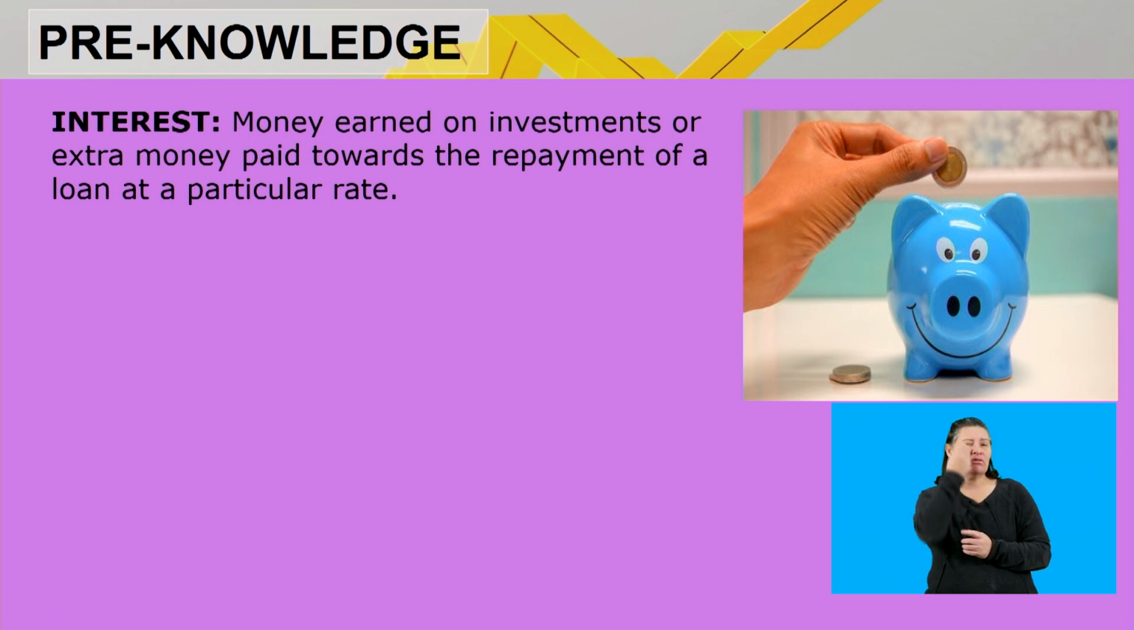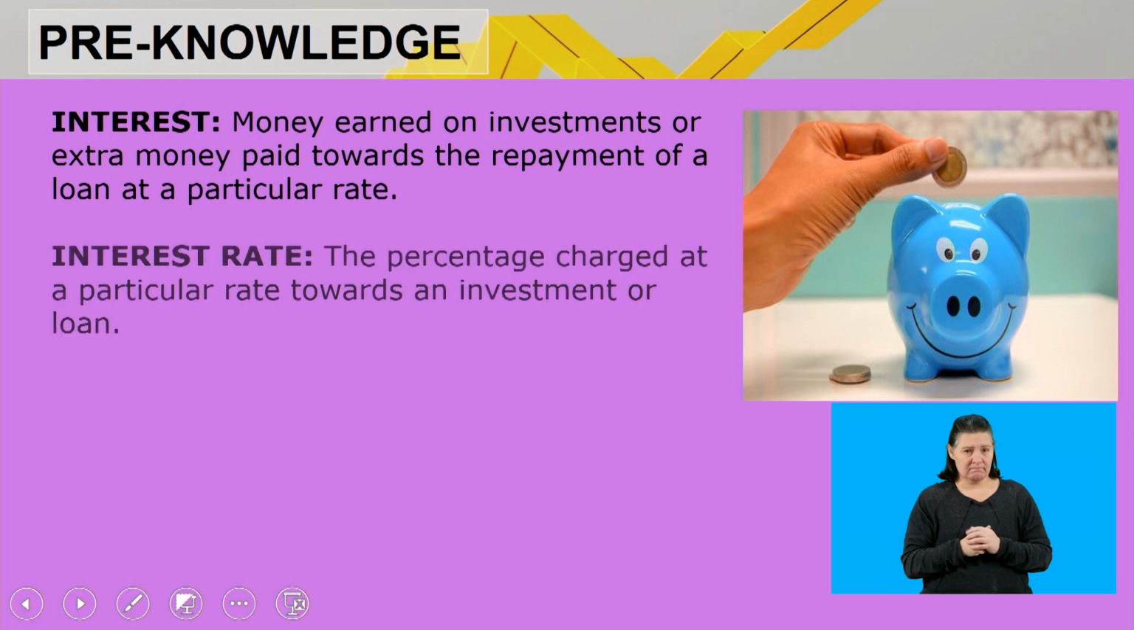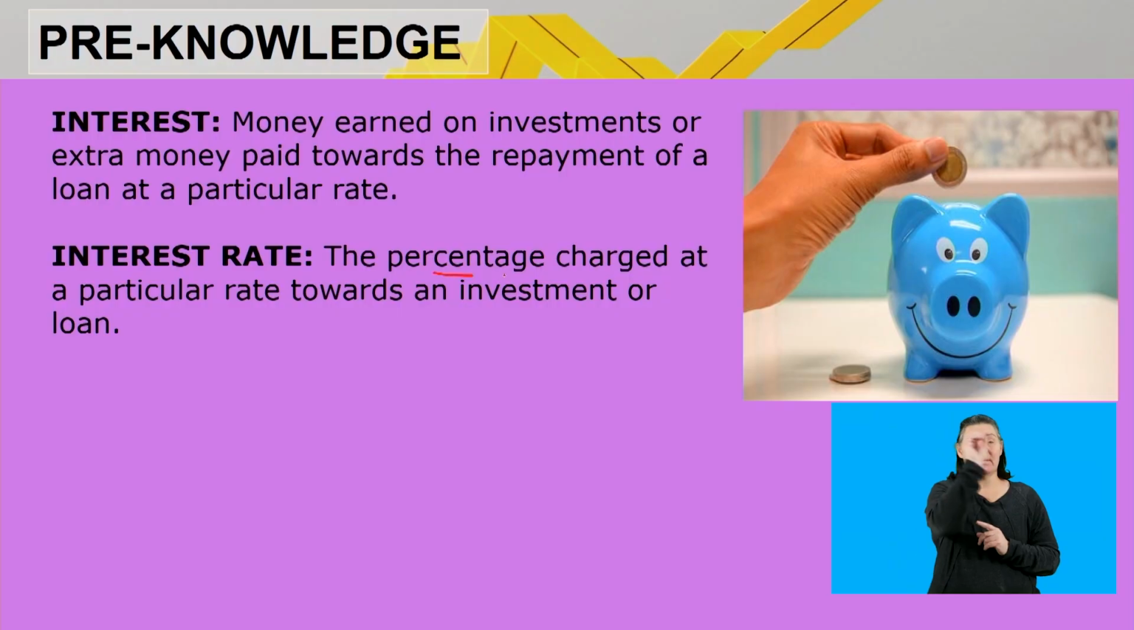So what is interest? I've indicated here that interest is the money earned on investments, or it can be extra money that you pay towards the repayment of a loan at a particular rate. That is interest. So what is interest rate? An interest rate is the percentage charged at a particular rate towards an investment, or for that matter, it can be a loan as well.